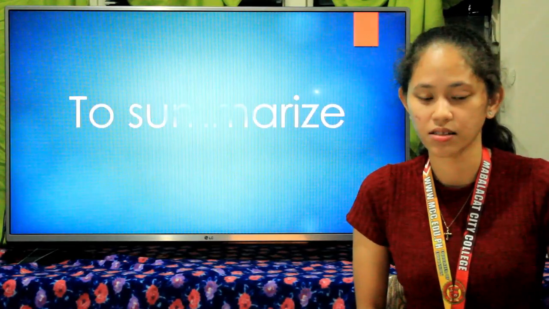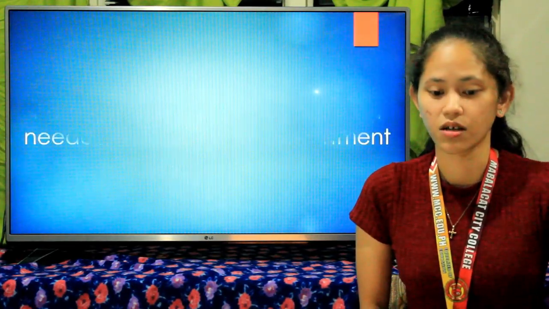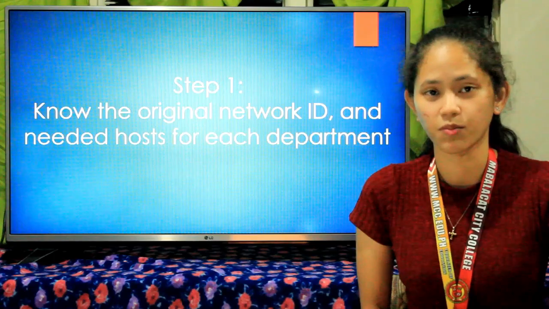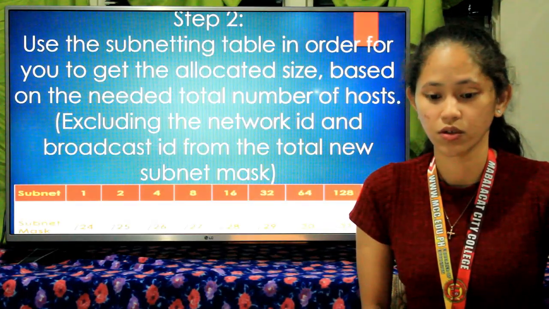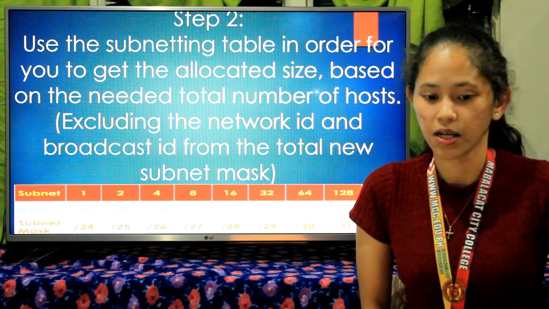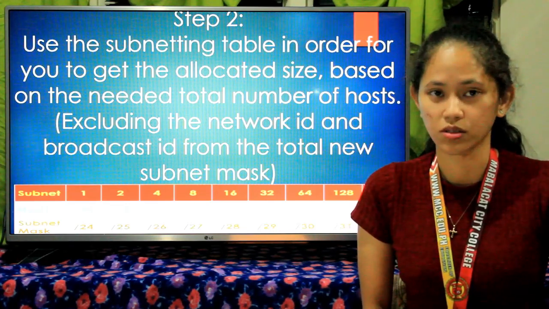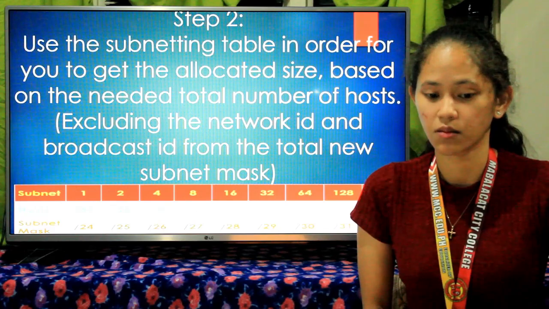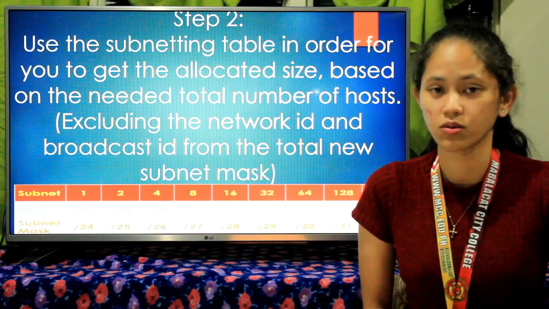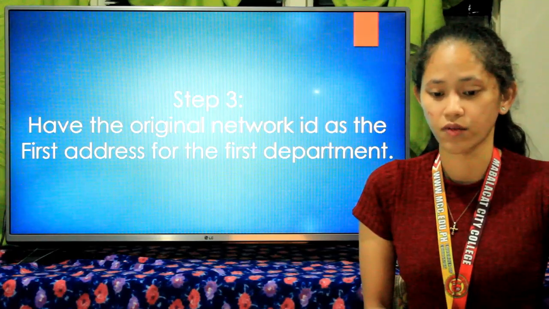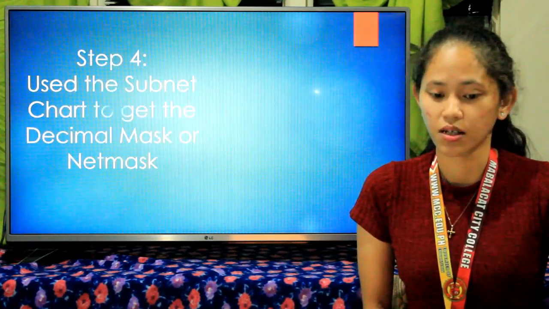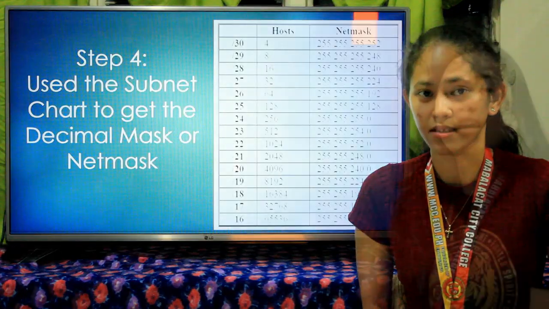To summarize, Step 1, know the original network ID and the needed hosts for each department. Step 2, use the subnetting table to get the allocated size based on the needed total number of hosts, excluding the network ID and the broadcast ID from the total new subnet mask. Step 3, have the original network ID as the first address for the first department. Step 4, use the subnet chart to get the decimal mask.